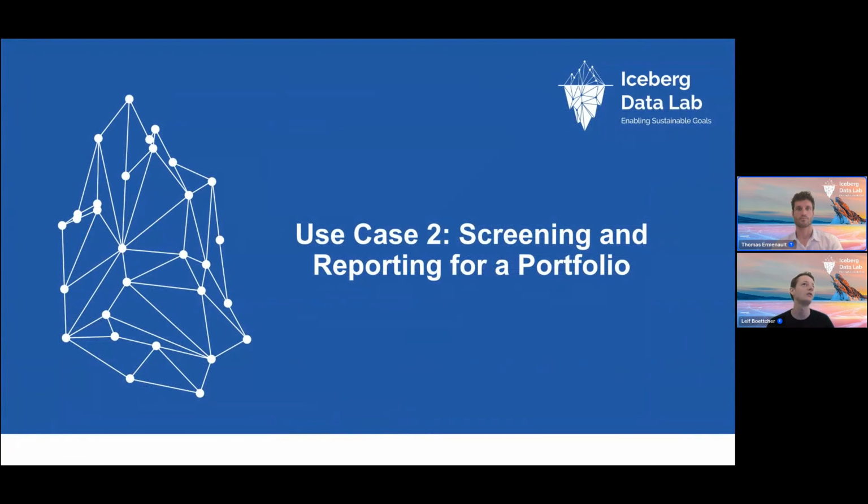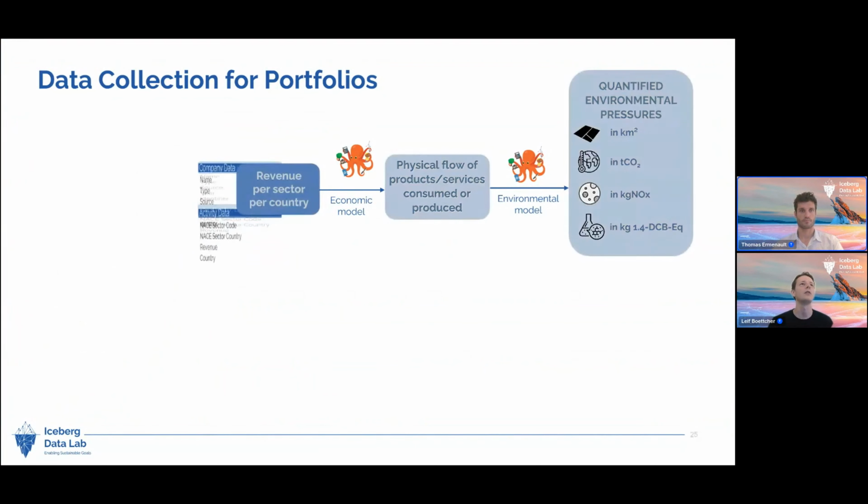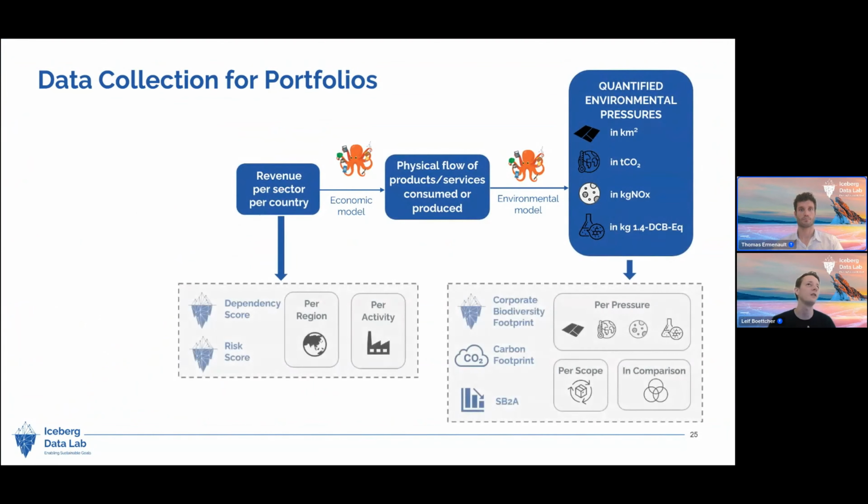And now what we're going to do is a different example on portfolio level. We're going to go through it a little faster at the beginning because the process is quite similar. We're going to collect data again. Here it's more based on the activities of the company, and that's why we also have one more box. We don't start directly with the physical flows, we start with the revenue per sector per country.